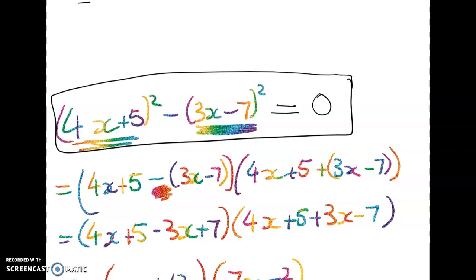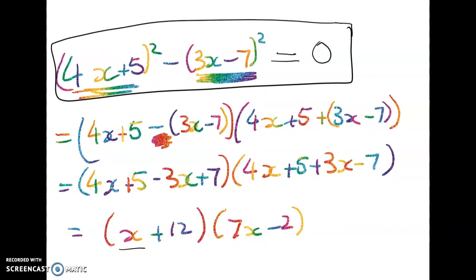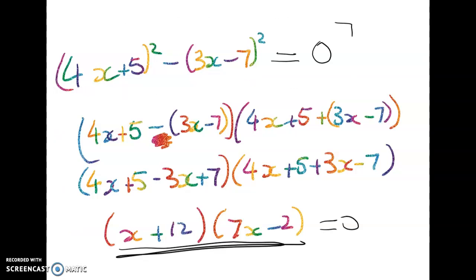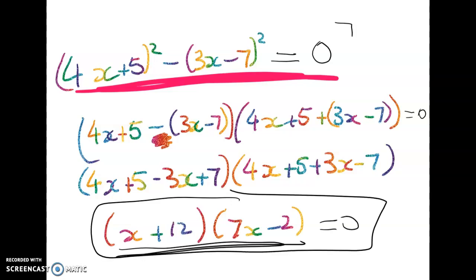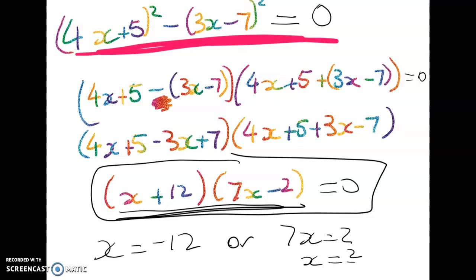But what we've done by doing the difference of two squares is that we've moved down to this form here. So that equals 0. So let's change this slightly now. Right, so we've got this thing here equals 0, and we get down to here. And it's super easy now to solve it. We've got x equals negative 12, or 7x equals 2, x is equal to 2/7.